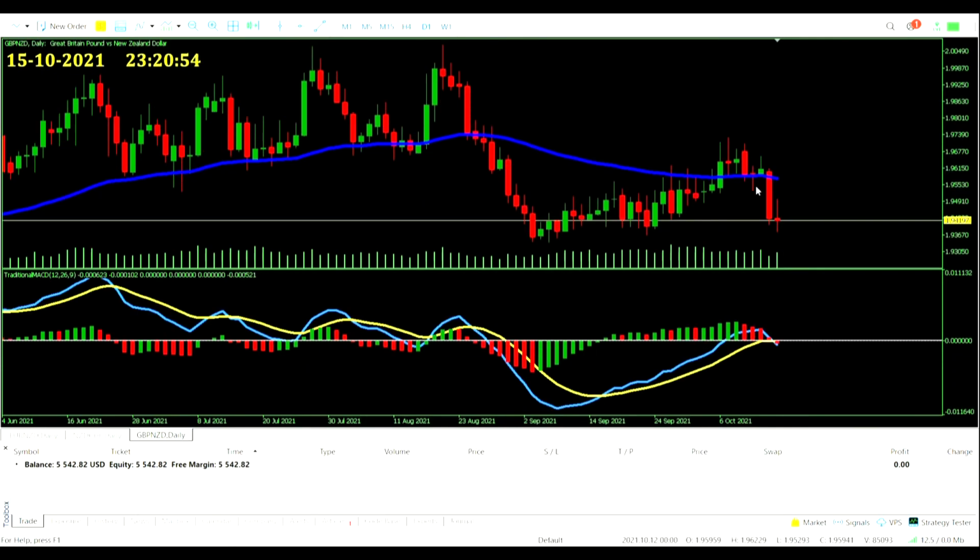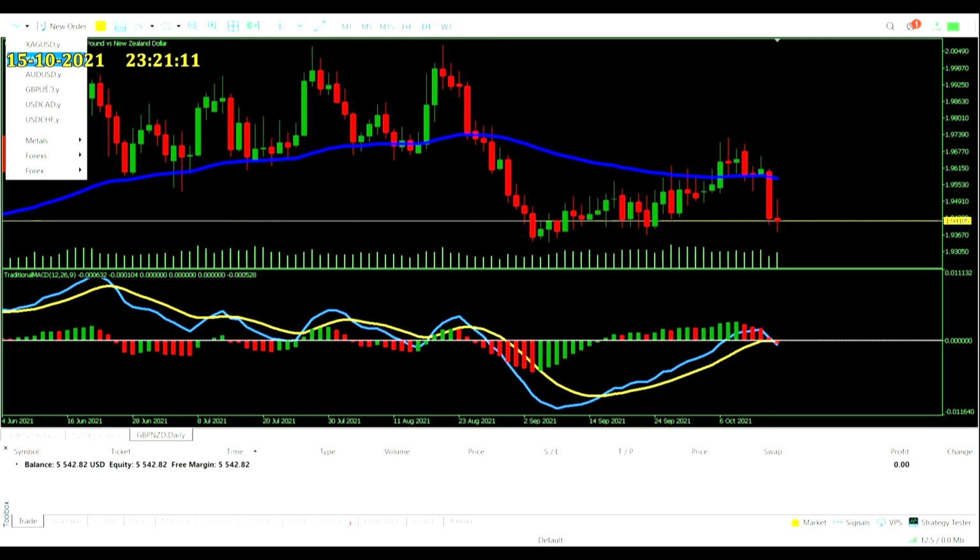The Great British Pound and New Zealand dollar giving a signal as well. It's a sell signal against the pound, so again in favour of the New Zealand dollar. 2 opportunities for us so far. See if there's any more.